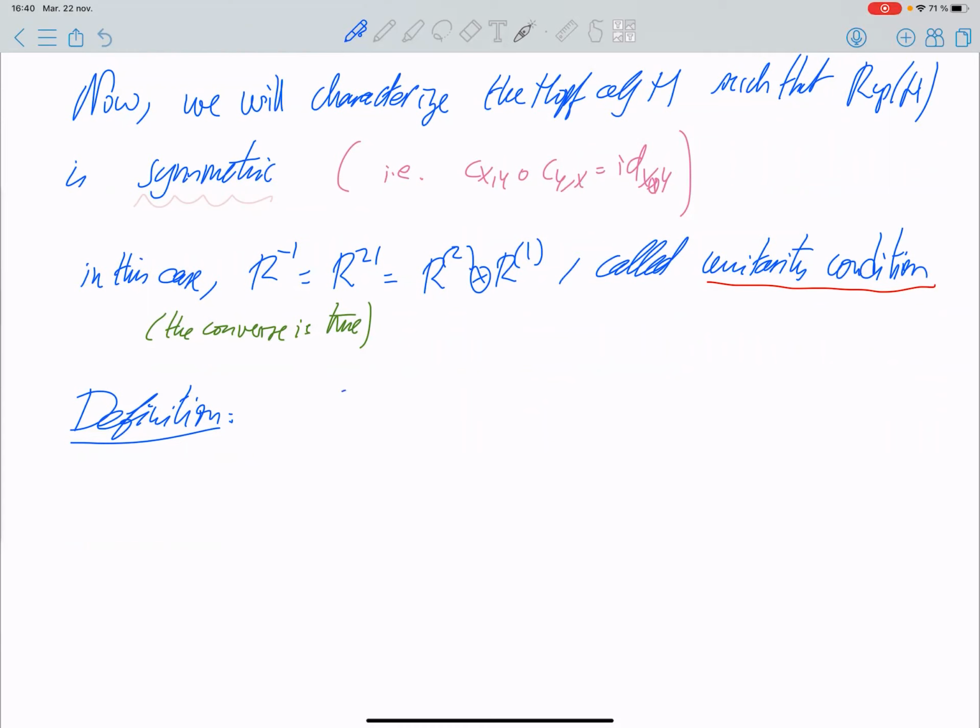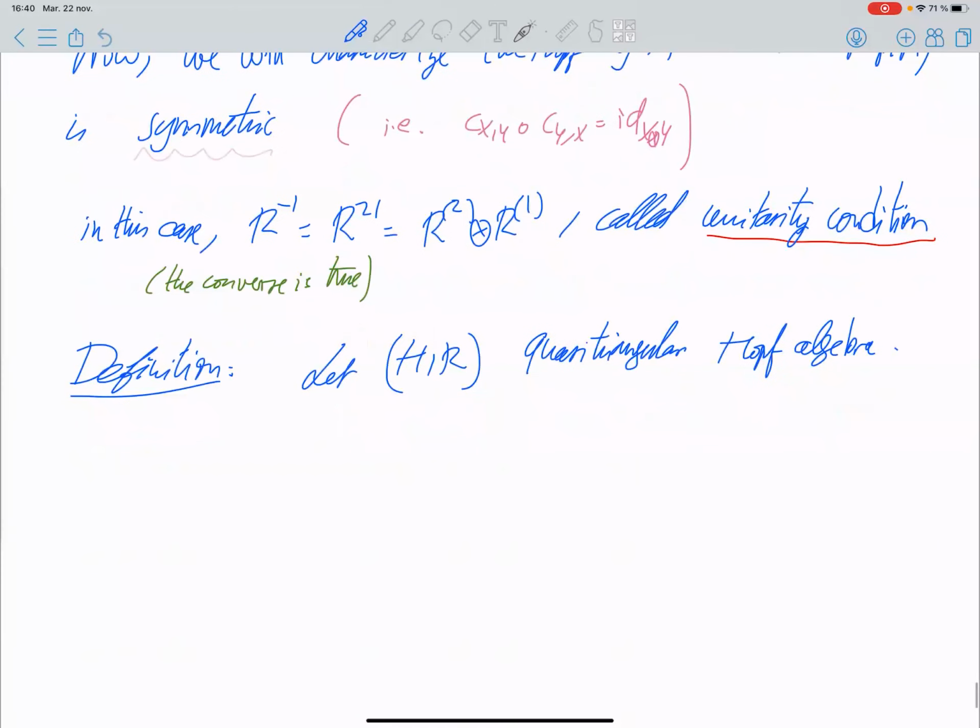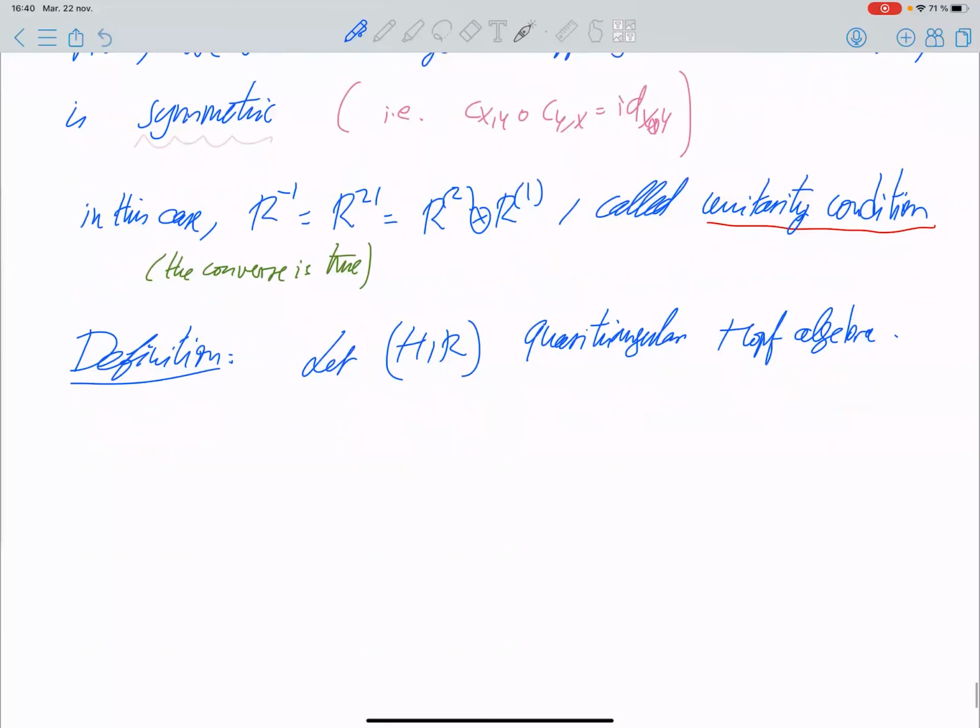Definition. Let (H, R) be a quasi-triangular Hopf algebra. When I say I'm not sure about the notation, I'm sure this is the notation used in the book, but I'm not sure whether this notation is relevant. It should be mainstream, it should be the notation used in the literature.